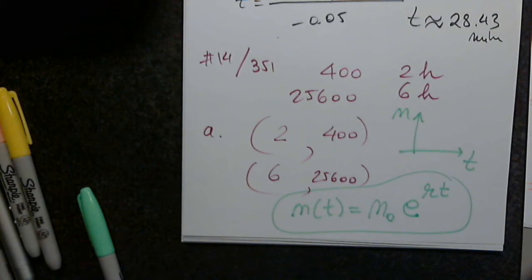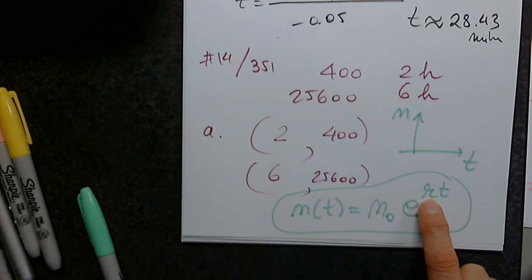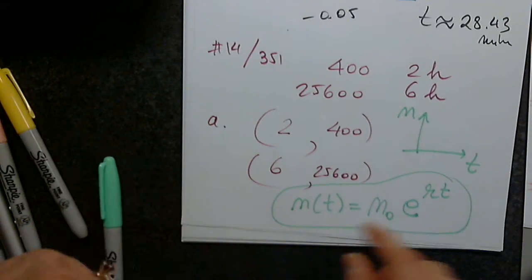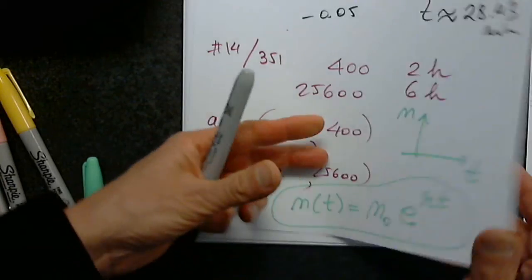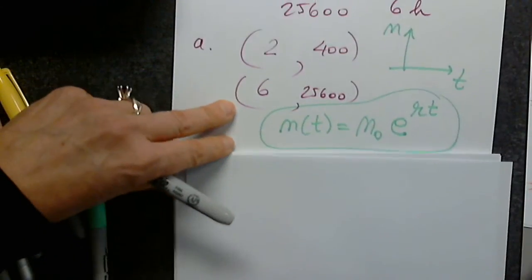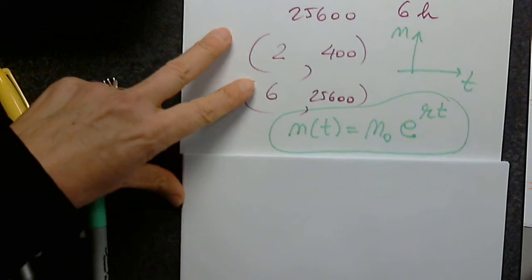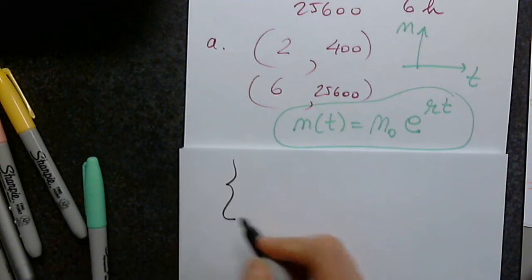However, there are two unknowns. This is one of them. I have no idea how many they started with. And this is the other one. I have no idea what the rate is. Correct. So that's the reason why I have to plug in the ordered pairs carefully and write two equations. Because I have two variables, I'm hoping for two equations. Good. So please dictate the first equation.